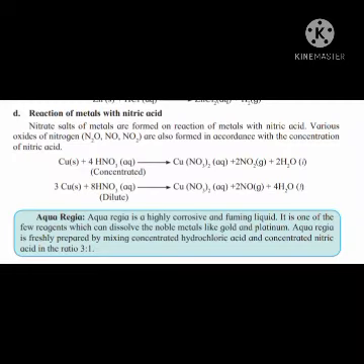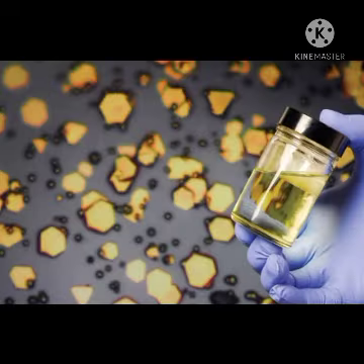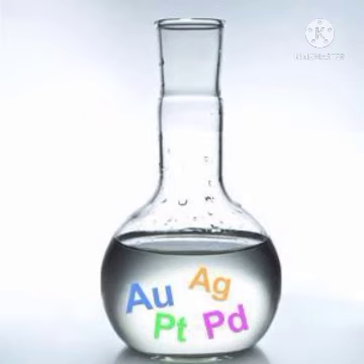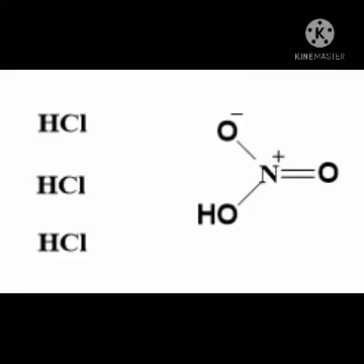Students, what is aqua regia? Aqua regia is a highly corrosive and fuming liquid. It is one of the few reagents which can dissolve noble metals like gold and platinum. Aqua regia is freshly prepared by mixing concentrated hydrochloric acid and concentrated nitric acid in the ratio 3:1.